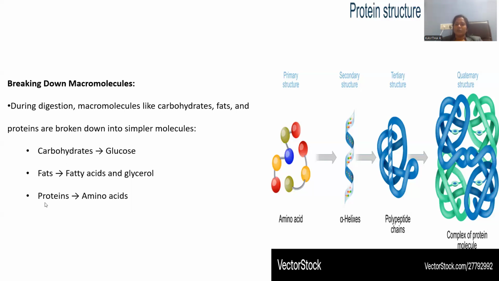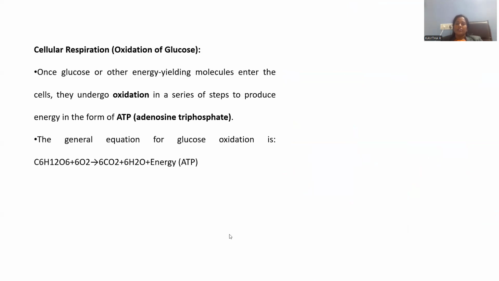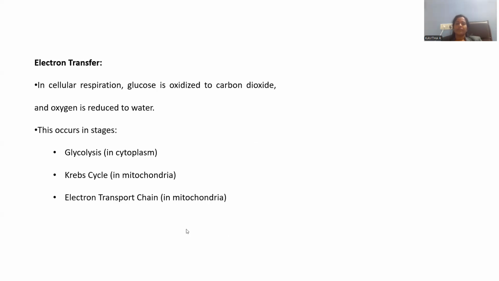This is the way whatever complex molecules we are taking into the food, through the dietary source we are consuming, are subjected to the process called oxidation, giving rise to simpler molecules. Further, they are subjected to oxidation giving rise to energy. Cellular respiration is a process where the oxidation is carried out in a series of steps giving rise to adenosine triphosphate, and you can clearly notice this glucose upon oxidation giving carbon dioxide, water, and energy in the form of ATP.